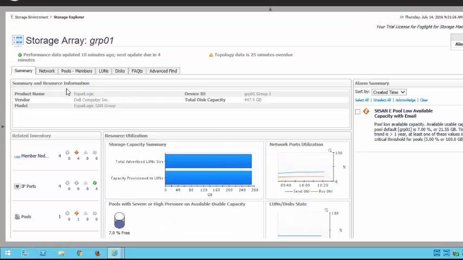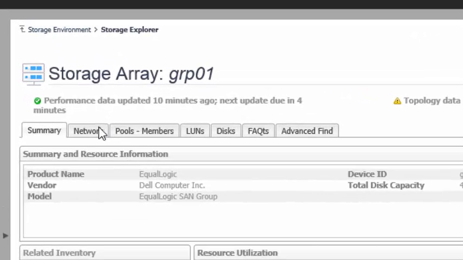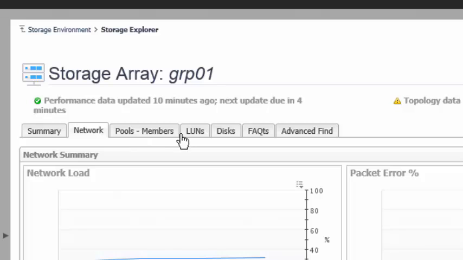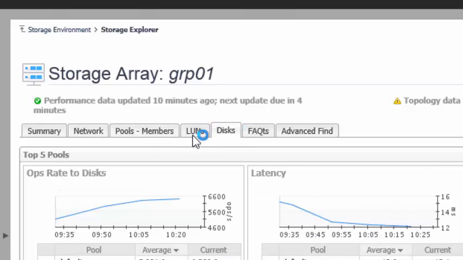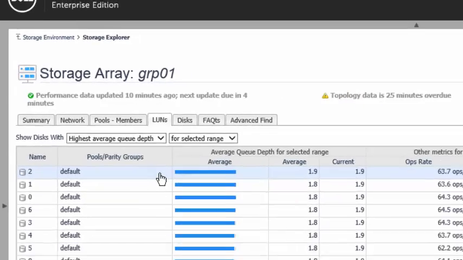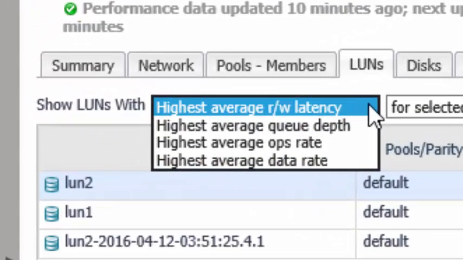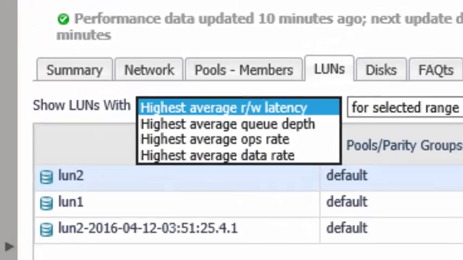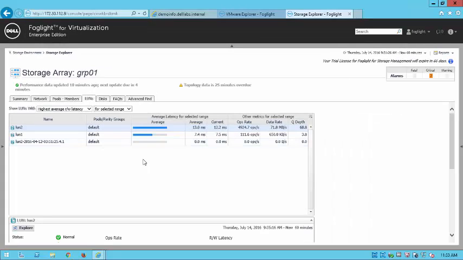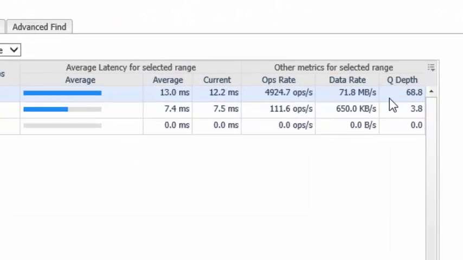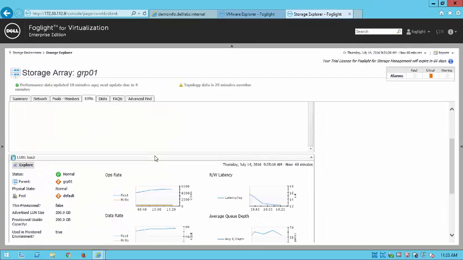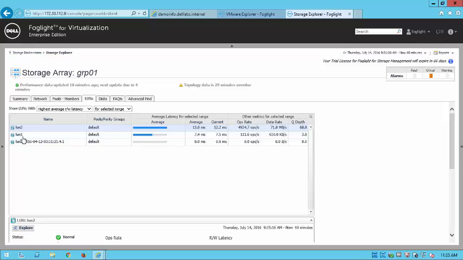So once we've drilled into the array, we can see various different metrics such as capacity. We can look at things like the network, pool members, the disks, but we're interested in the LUNs here. So if we drill into the LUNs aspect, there's various different things we can use here to investigate, such as looking at queue depth, ops rate, or in our case, looking at the read-write latency. And we can clearly see that for LUN 2, we've got a high amount of ops rates, queue depth, and data rates, and there's various different metrics here we can go away and explore. But what we have got available is 2 other LUNs that we could use, which have got a lot less utilization, and we could use that instead.